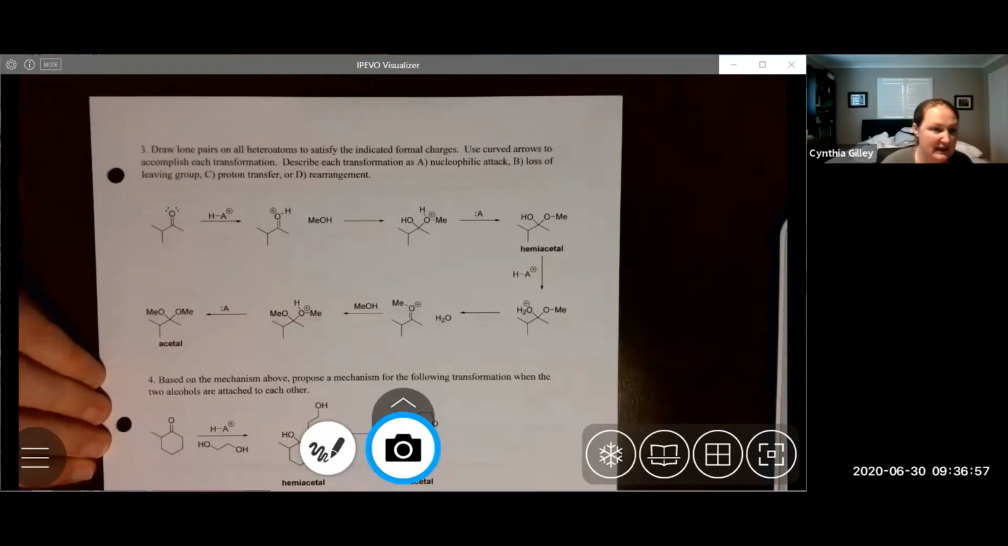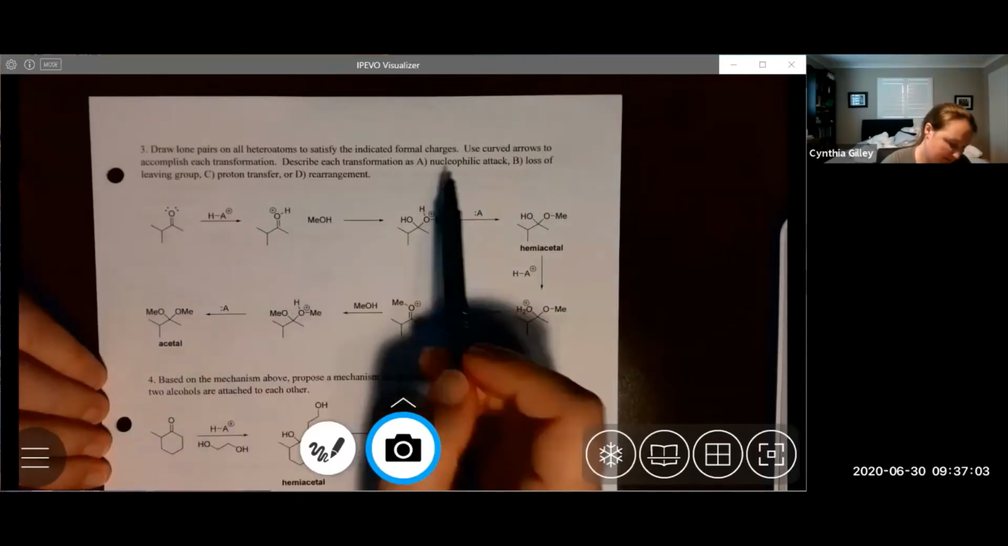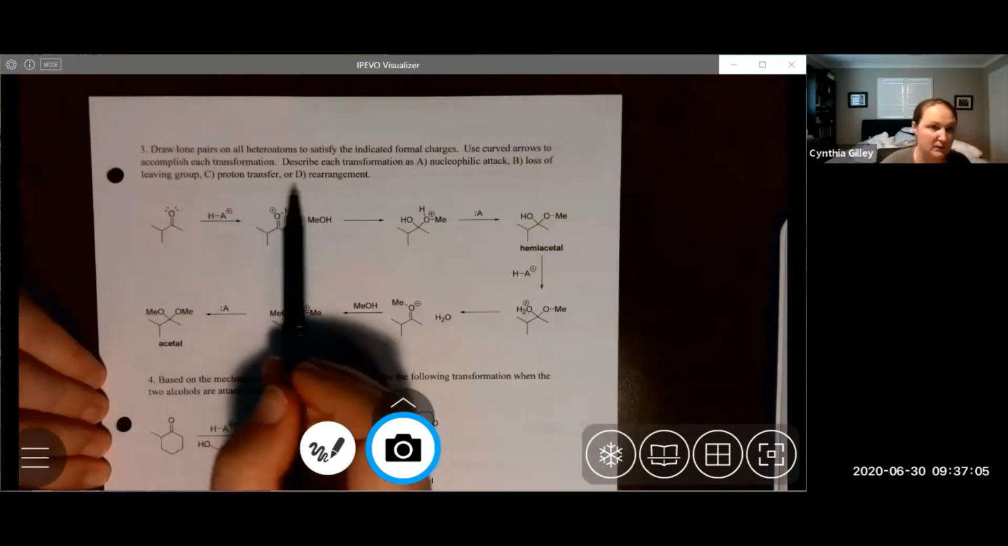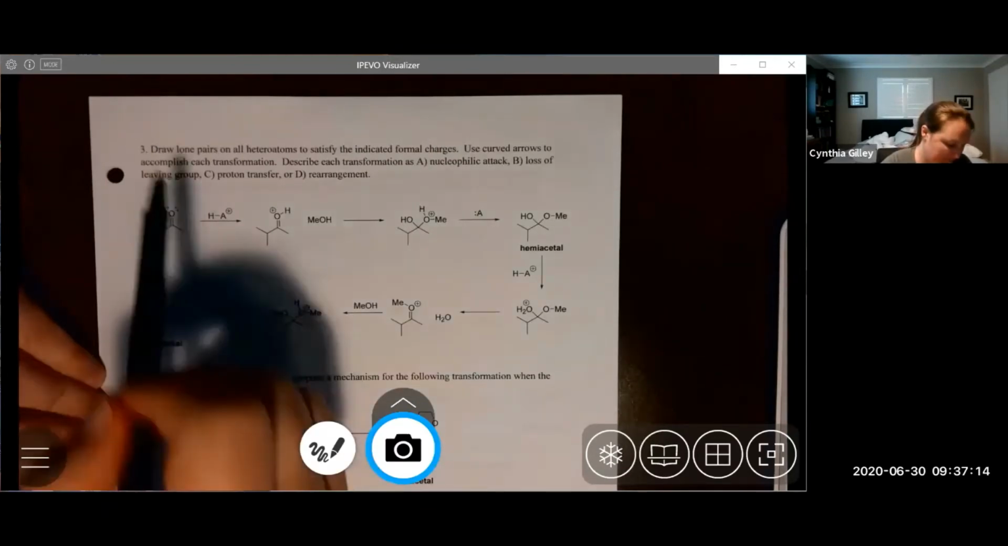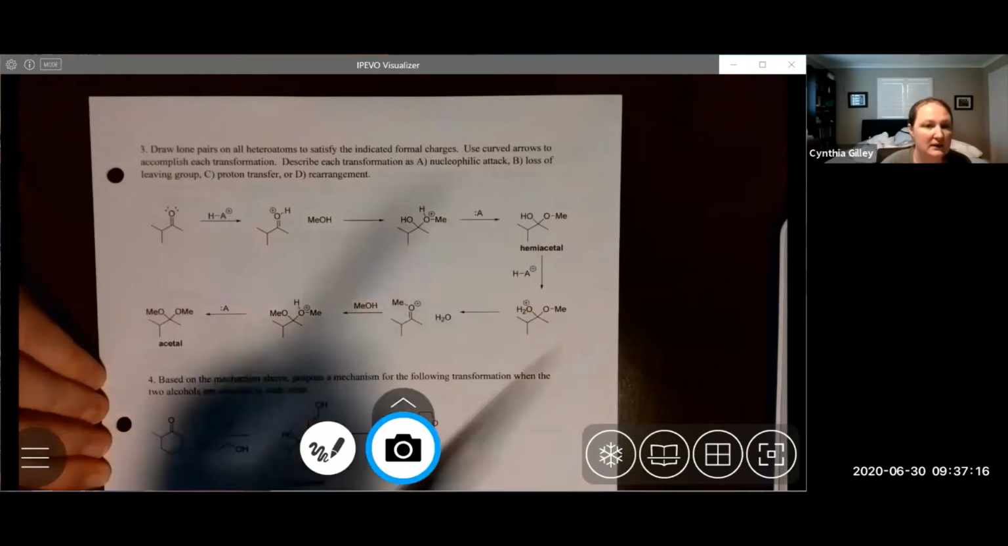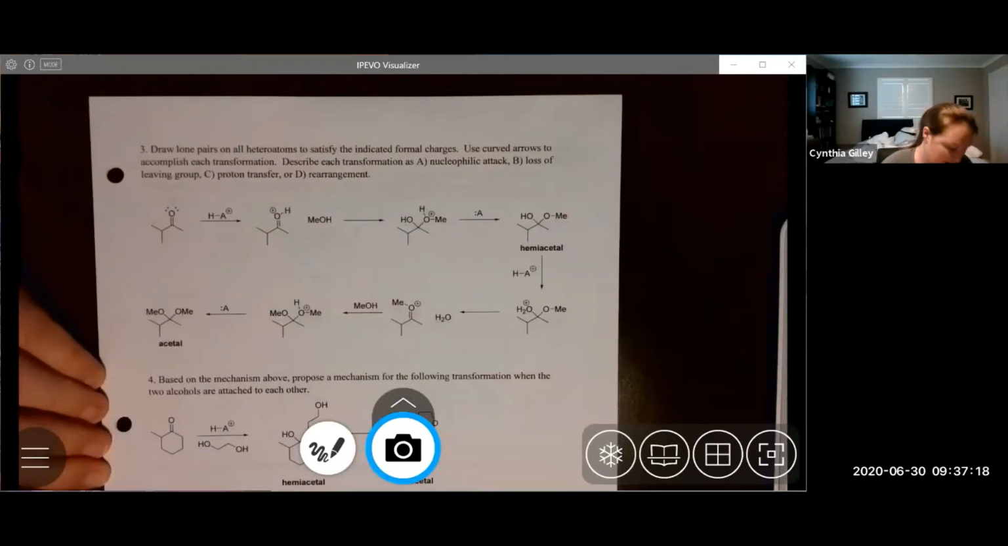And then the last thing it asks us to do is label the curved arrows and tell if it is a nucleophilic attack, loss of a leaving group, proton transfer, or rearrangement step. This is just bringing it back to the fact that mechanisms really primarily follow a lot of these simple steps. So recognizing which one is helpful.